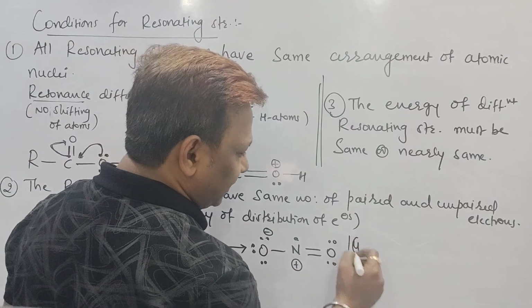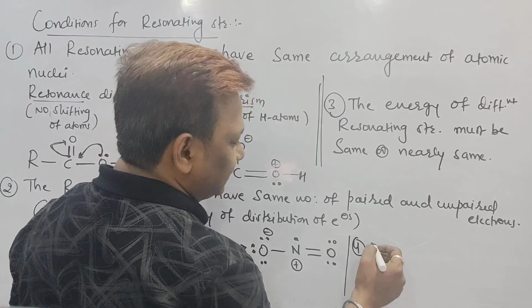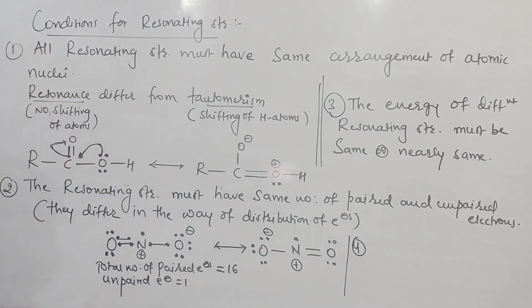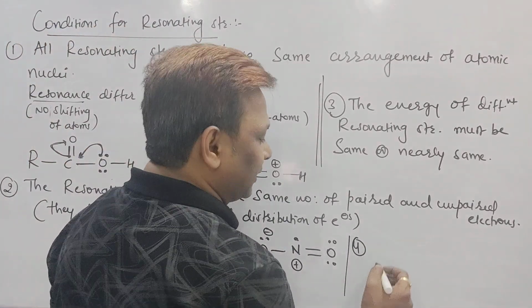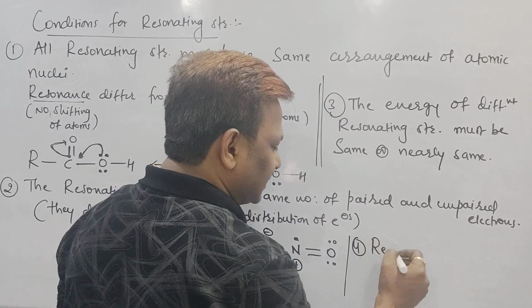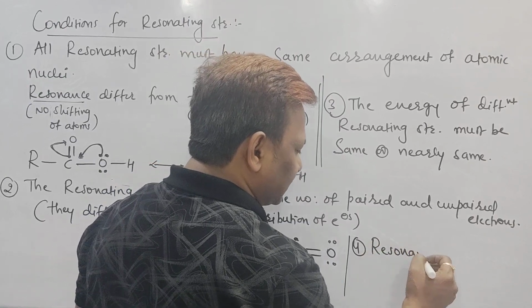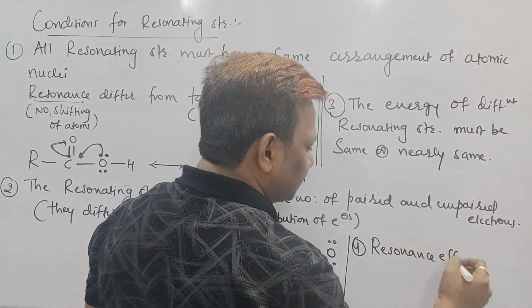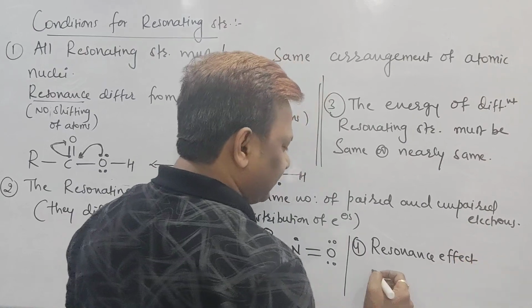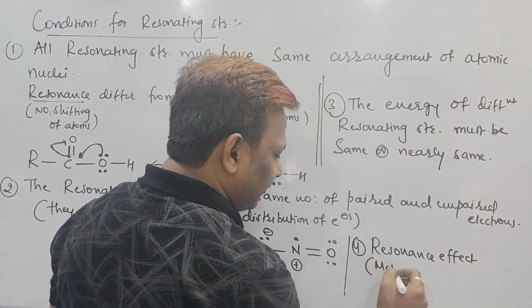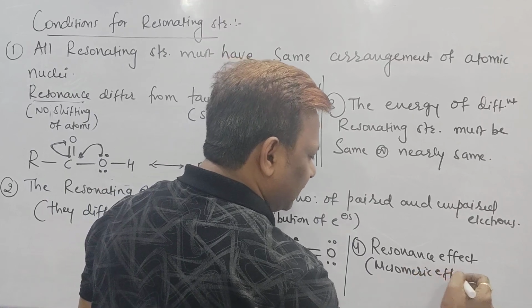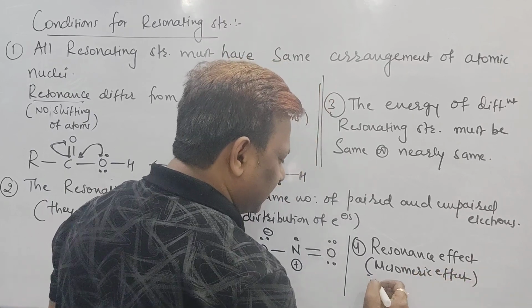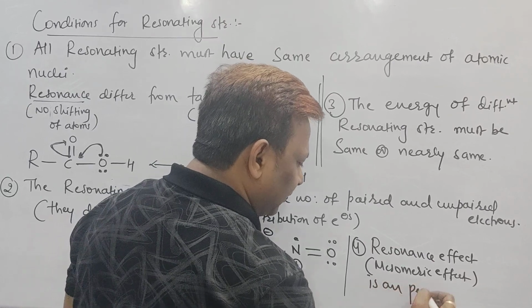This mesomeric effect, resonance effect you are talking about. All these resonating structures or mesomeric effect, these are the permanent effect. Means either it is a mesomeric effect or this mesomeric effect is called a resonance effect. Mesomeric effect is also called a resonance effect, and this effect is a permanent effect.